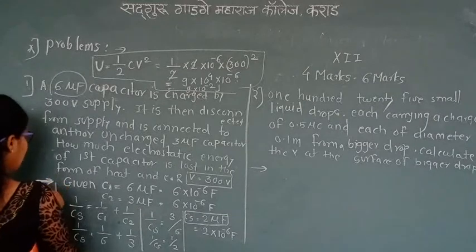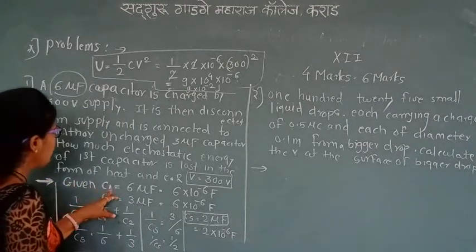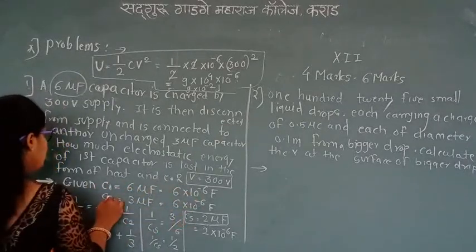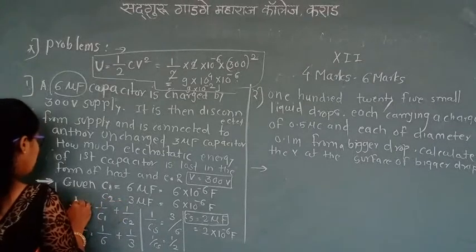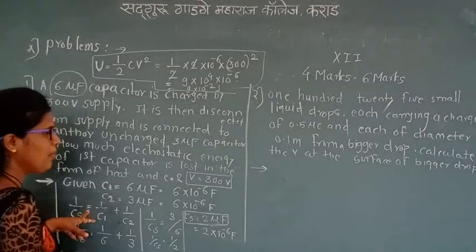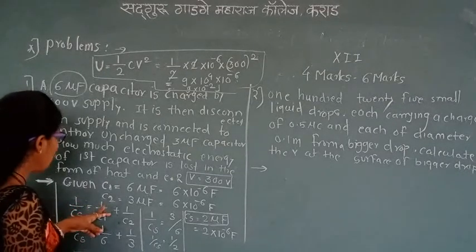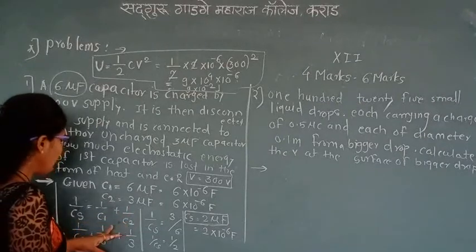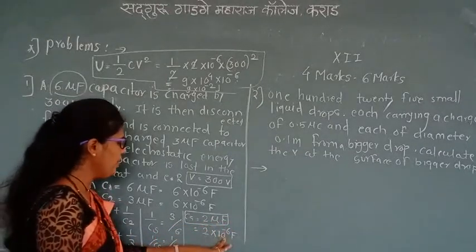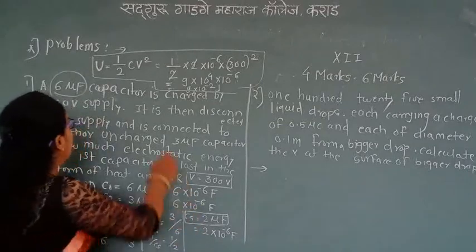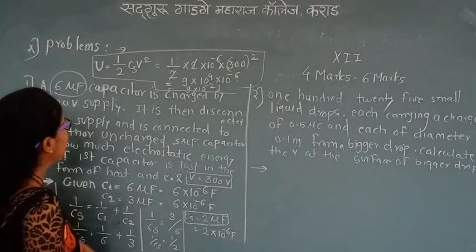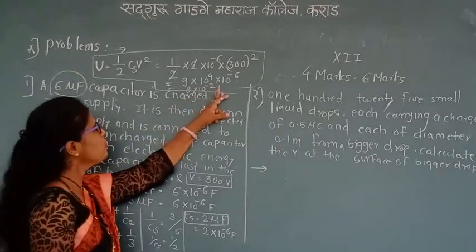Once again, let me revise. Here C1 is equal to 6 microfarad. We have to convert microfarad into Farad. Here C1 and C2 are given, and C1 and C2 are connected in series, so we have to use the series formula here: 1 upon Cs is equal to 1 upon C1 plus 1 upon C2. That gives the Cs value as 2 microfarad, which we convert into Farad. This Cs value we used here to obtain the value of the electrostatic energy, and we get 9 into 10 raised to minus 2 joule.